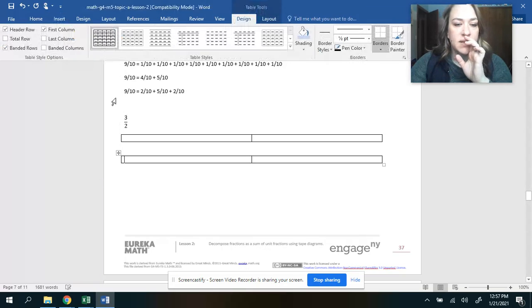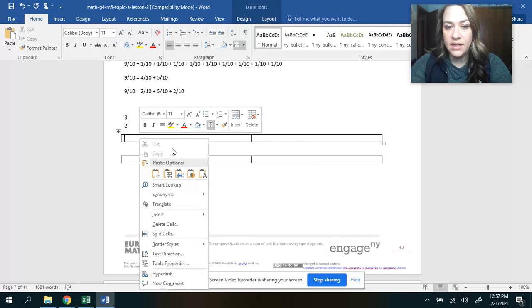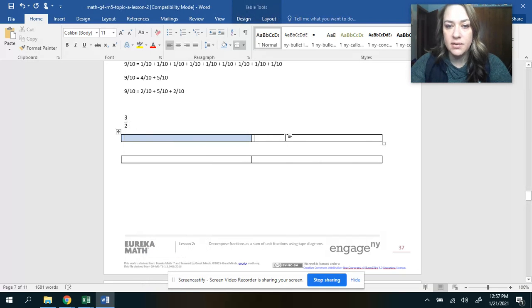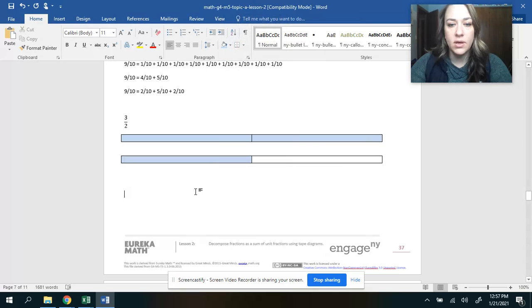All right, so here's my one whole broken into halves, and here's another whole broken into halves. And I have 3 of those, okay? So 3 of these are going to be shaded. So anytime your numerator is larger than your denominator, you have more than one, okay? So I have 3 halves.